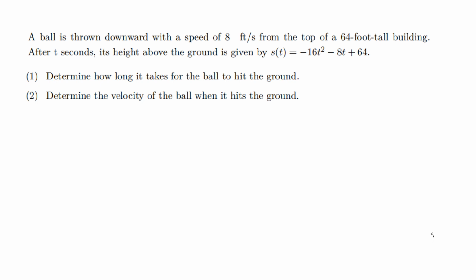Consider this problem. A ball is thrown downward with a speed of 8 feet per second from the top of a building. Building height is 64 foot. After t seconds, its height above the ground is given by s of t equal to minus 16t square minus 8t plus 64. So position function of the ball or height of the ball at a time t, it is given to you s of t equal to minus 16t square minus 8t plus 64.